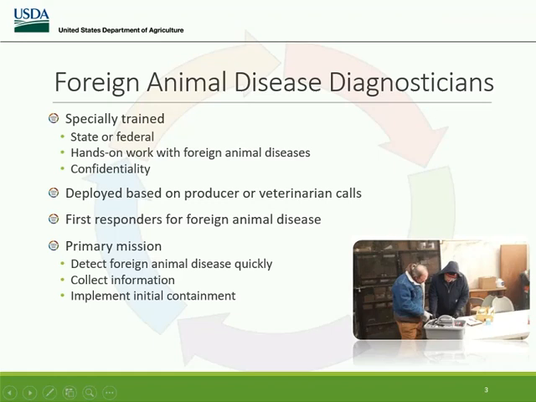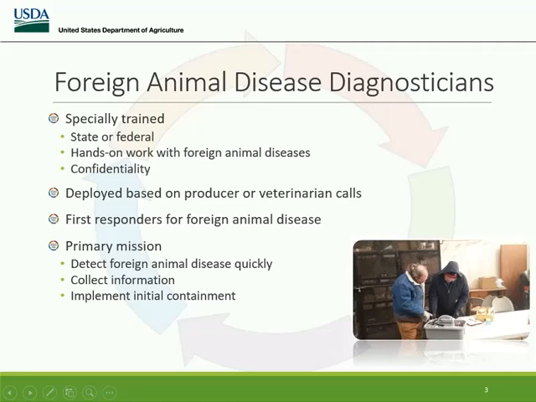They also learn the investigative skills that go along with their duties. Foreign animal disease diagnosticians include both state and federal personnel. Through the Plum Island experience, and there's continuing education for them, they get hands-on work with the foreign animal diseases that we are most concerned with, the high consequence diseases, and some of the softer skills of conducting the investigation and working with producers.